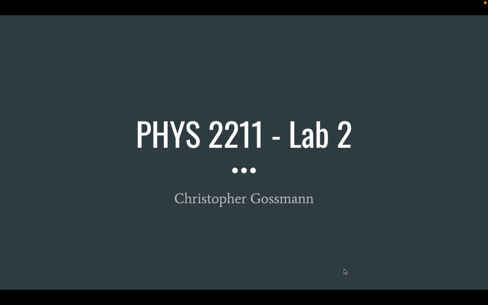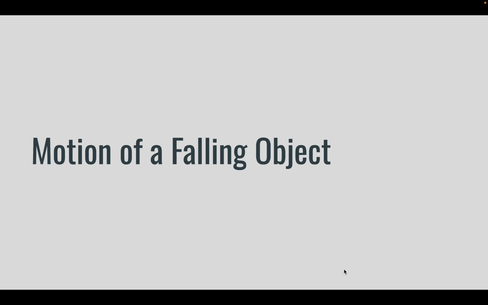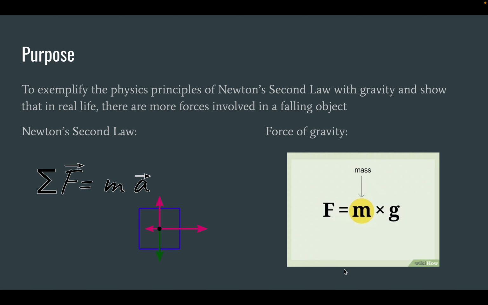Good morning. Today I'm going to present my Physics 2211 Lab 2 of motion of a falling object. The purpose of this lab is to exemplify the physics principles of Newton's second law with gravity and show that in real life there are more forces involved in a falling object. Newton's second law is total force equals ma, and force of gravity equals mg.